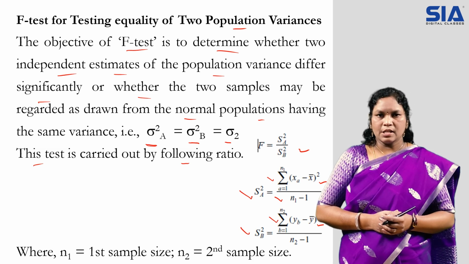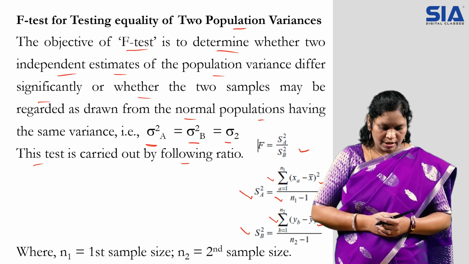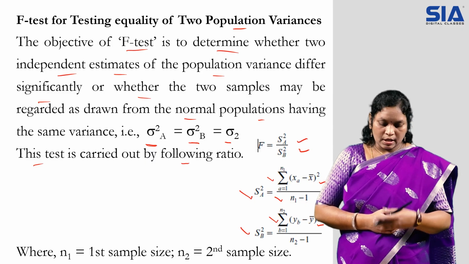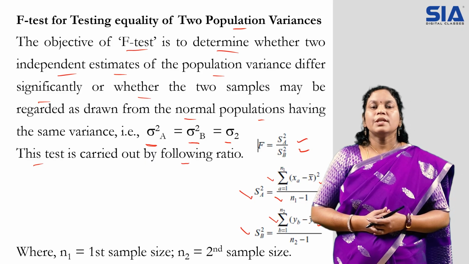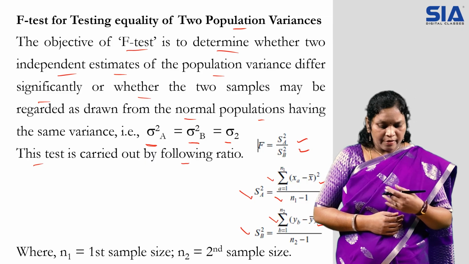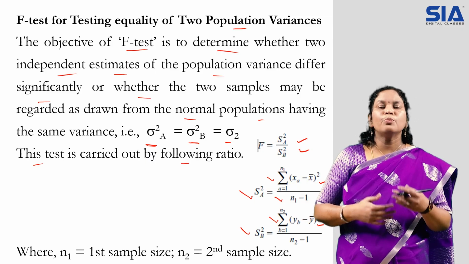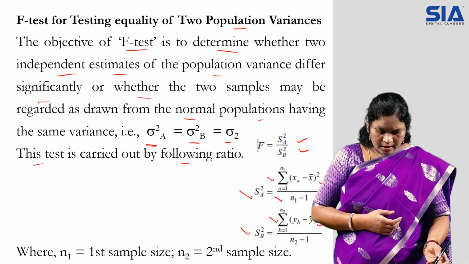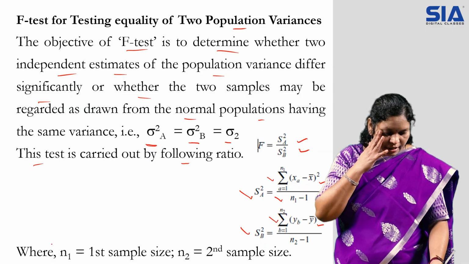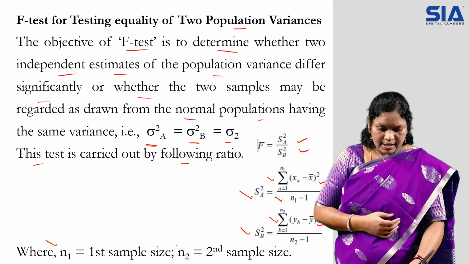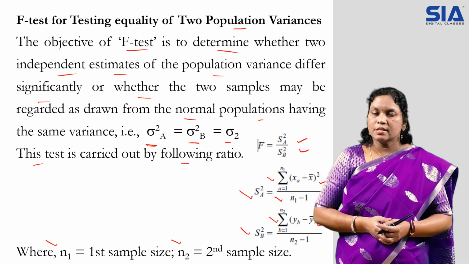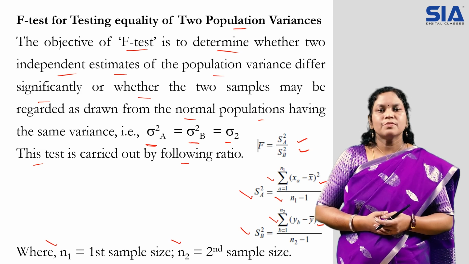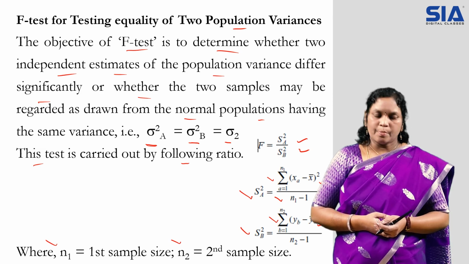Now let us see how the F-test goes on in ratios. This is the ratio formula we just discussed. We take the values, substitute in the variances, and get the ratio. Now for the ratio we have conditions, how to obtain that ratio. Here N1 is the first sample size and N2 is the second sample size. Sample size is always N. Two samples we have, so N1 and N2 are our sample sizes.